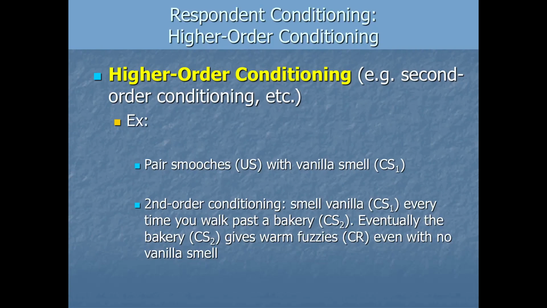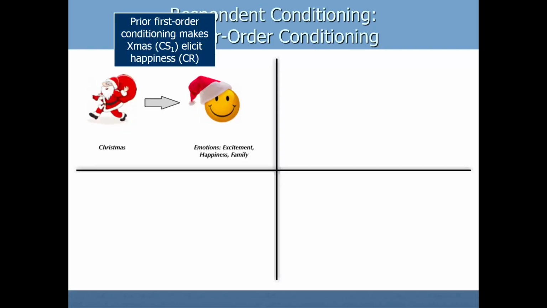Even when there's no vanilla smell, you might start to have pleasant associations with the bakery just because it's associated with vanilla in your past experience, and vanilla in your past experience before that is associated with smooching. So the bakery comes to be a sort of pleasant, conditioned stimulus all by itself, even though it's never been paired with your girlfriend or her smooches. That would be the idea of higher order conditioning. This stuff happens to us all the time in our day-to-day experience. Our brain just makes these associations.